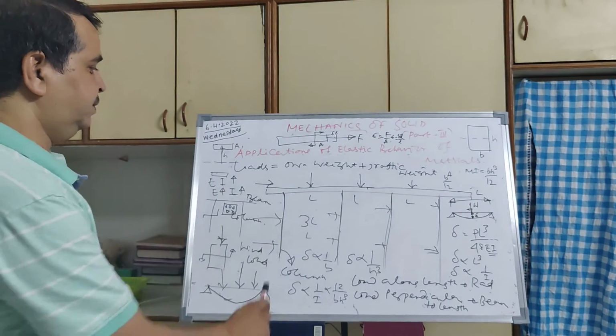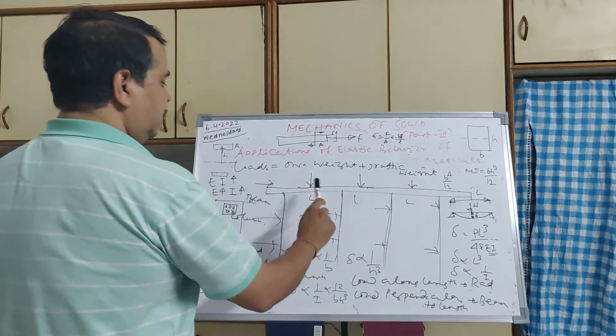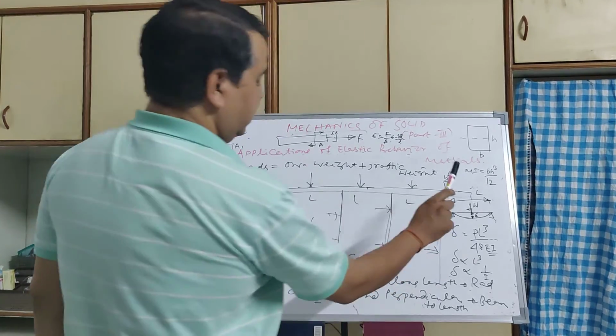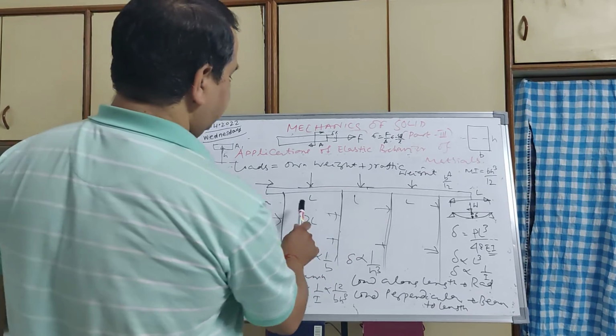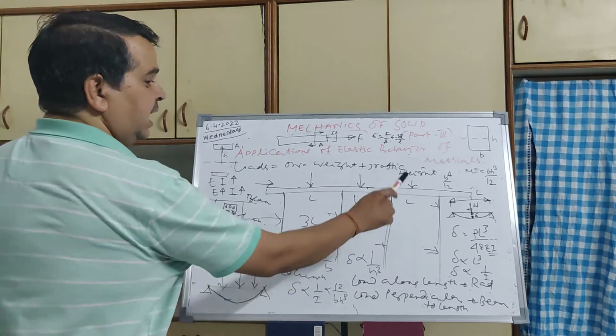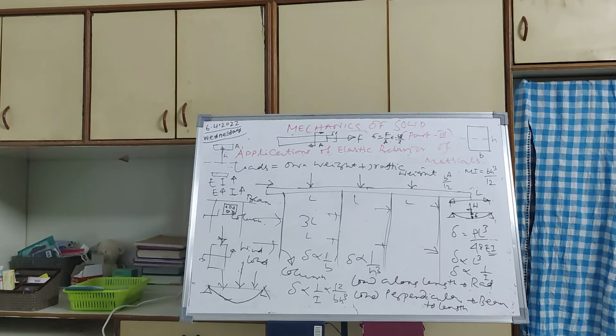So if the total length of the bridge is 3L, you are dividing it into L, L, and L. So you are reducing the span of the bridge. Why are you reducing it? Because if you don't have this column, it will sag like anything. You don't want it to sag.